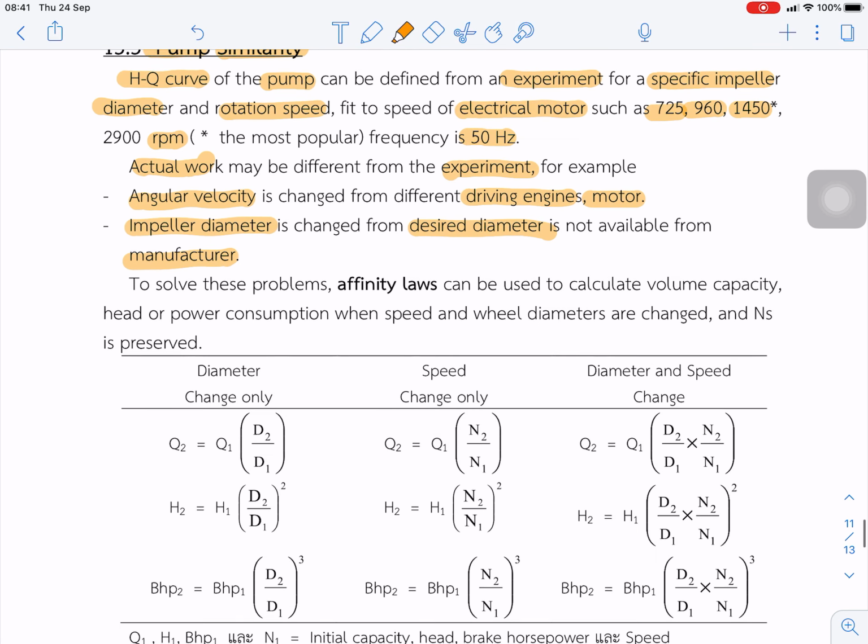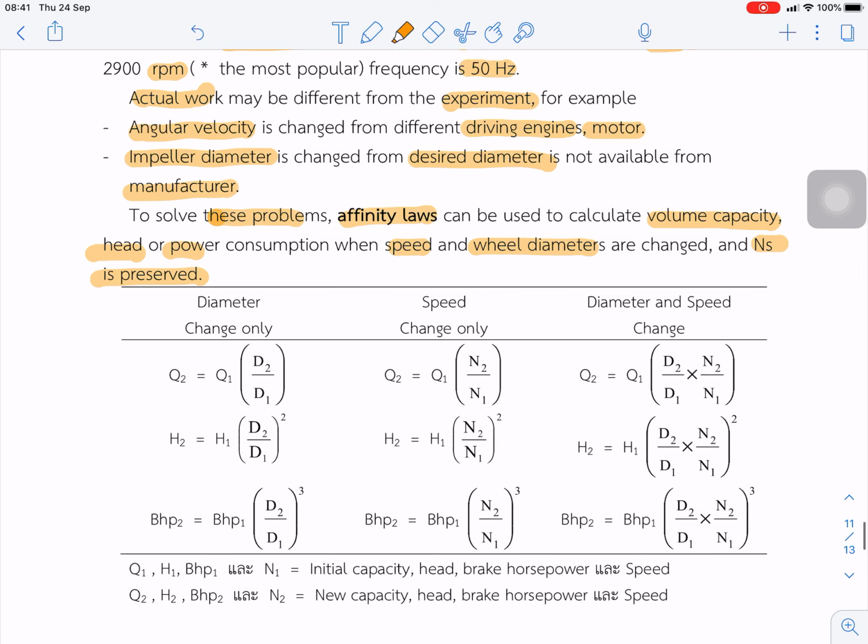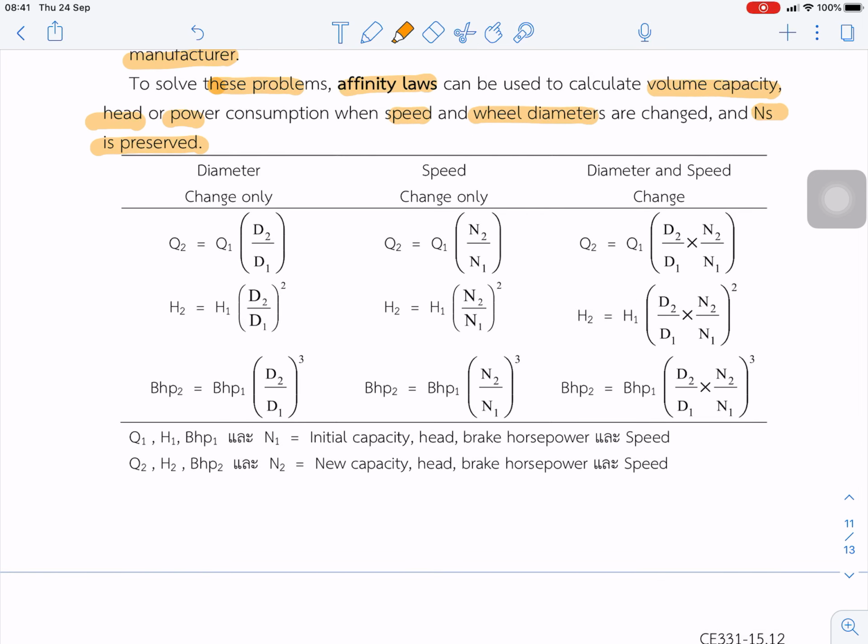To solve this problem, we use the affinity law to calculate the capacity, head, or power consumption when the speed and wheel diameter are changed, and the specific speed is preserved. This is the affinity law for diameter change only. Q2 is first order with Q1, head is power 2, and the brake horsepower is power 3.